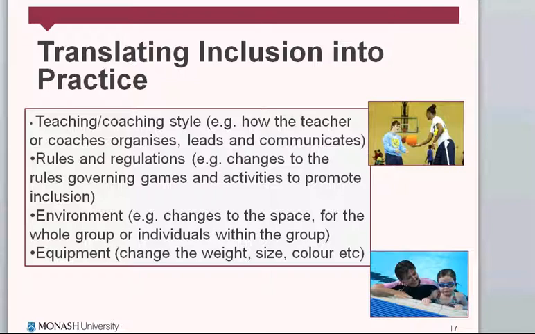Environment, again, changes to the space for the whole group or for the individual in the group, so you can box off safe spaces that people with disabilities can work in if you're doing sort of invasion games type things. And then equipment, again, we talked about the bell balls, we talked about using a beach ball as a large soft ball that can be helpful in certain circumstances. So how can you modify the equipment to make things easier?